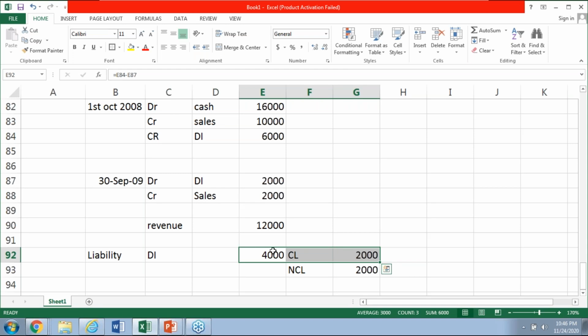So the liability that will be settled in the next 12 months should be reported as a current liability, and the liability which is settled in more than one accounting period should be reported as a non-current liability. I hope I have cleared the points.